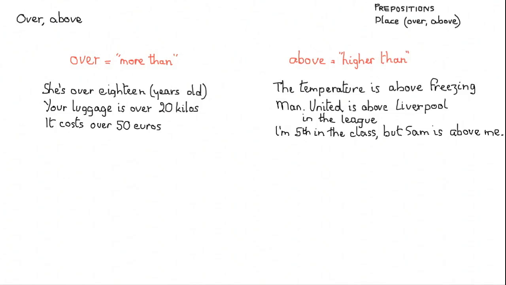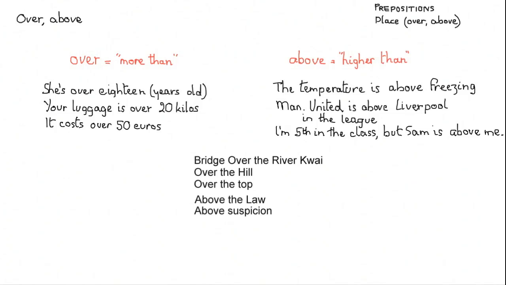And now to finish, I'm going to show you 5 film titles. Here they are. Bridge over the River Kwai, Over the Hill, Over the Top, Above the Law, and Above Suspicion. And now I'm going to do some little drawings to show the meaning. First of all, over the River Kwai. There's the bridge going over. And then over the hill. There's the hill going over the top of the hill.